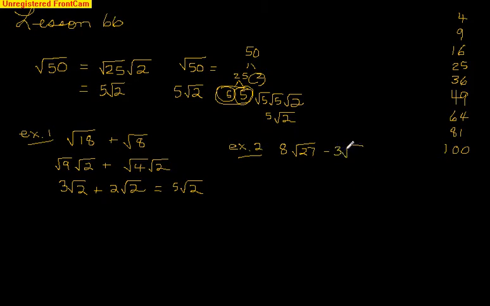3 square root of 75. Now in this one, you're going to notice there's numbers in front. Whatever you get taken out will have to be multiplied times that number. Why don't you give it a try?